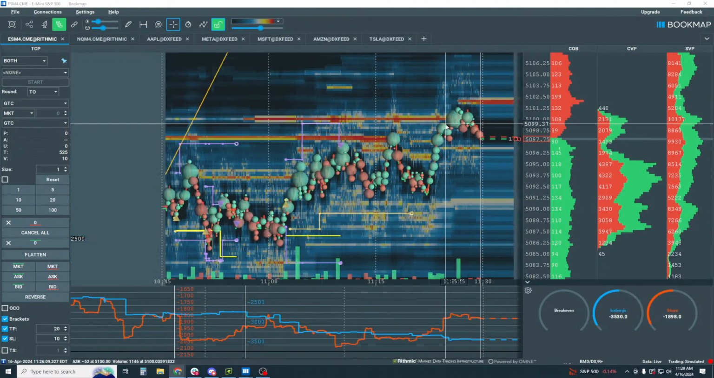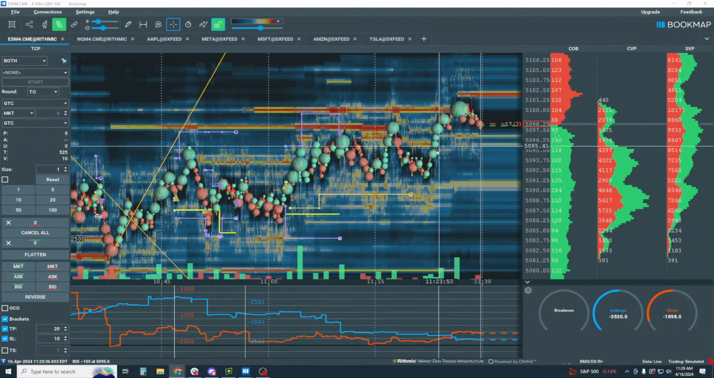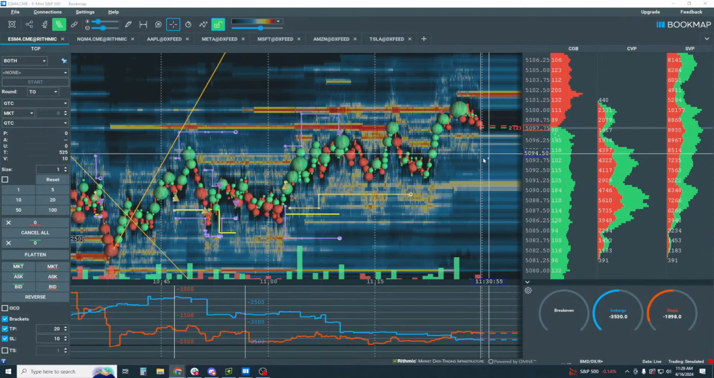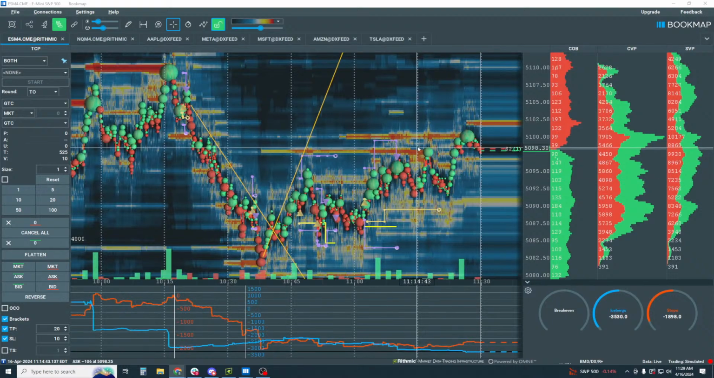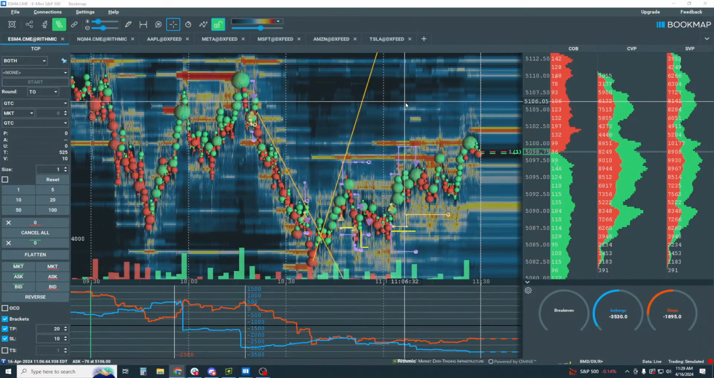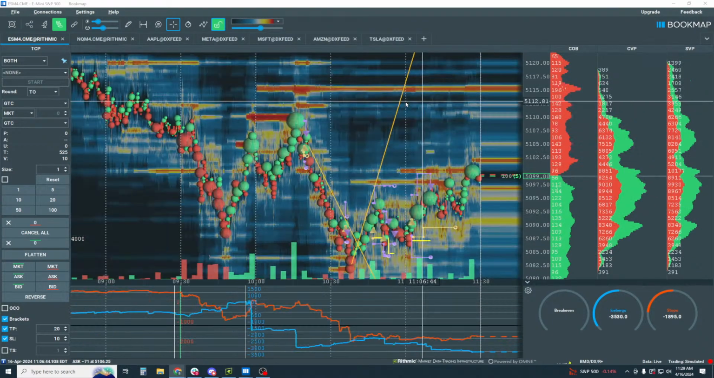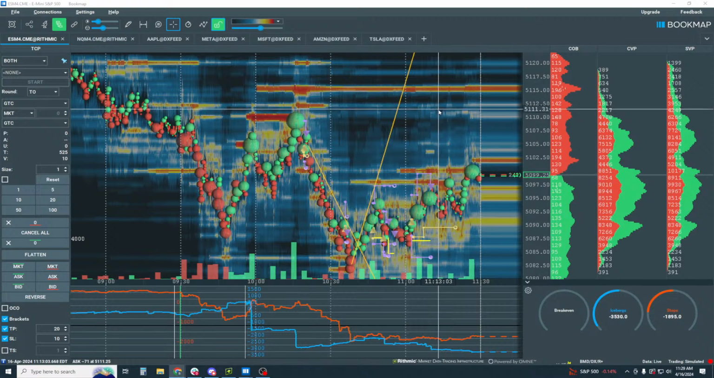All right, guys. Well, we did trade 5,100 finally. It took a little while. This is pretty typical. Let's take a look at the bigger picture in here and start to understand what's going on.